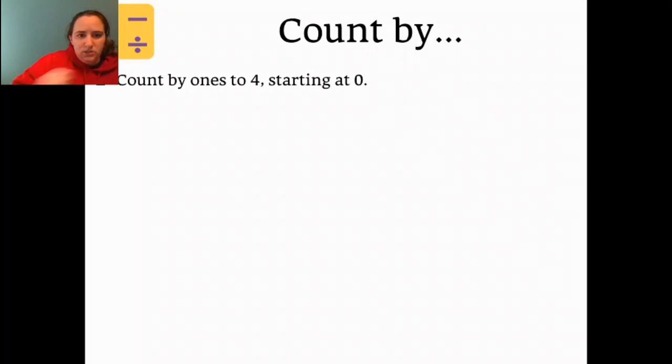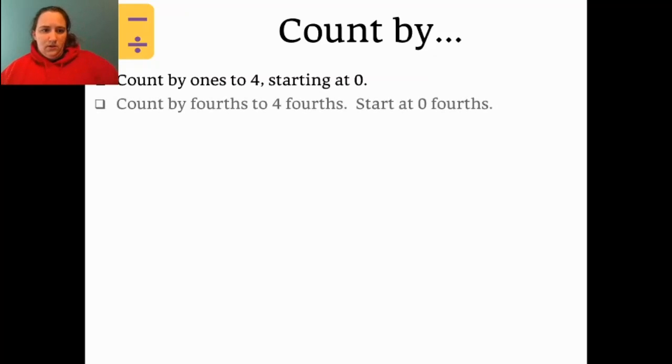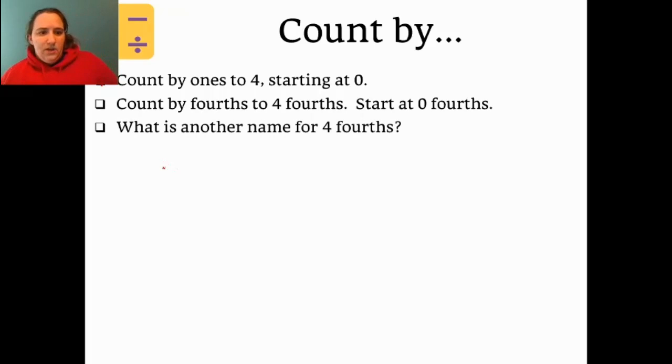So we are going to count by ones to 4 starting at 0. So 0, 1, 2, 3, 4. Nice and easy. Alright, and we are going to count by fourths to 4 fourths starting at 0 fourths. So here we go: 0 fourths, 1 fourth, 2 fourths, 3 fourths, 4 fourths. Alright, and then we need to figure out what is another name for 4 fourths.